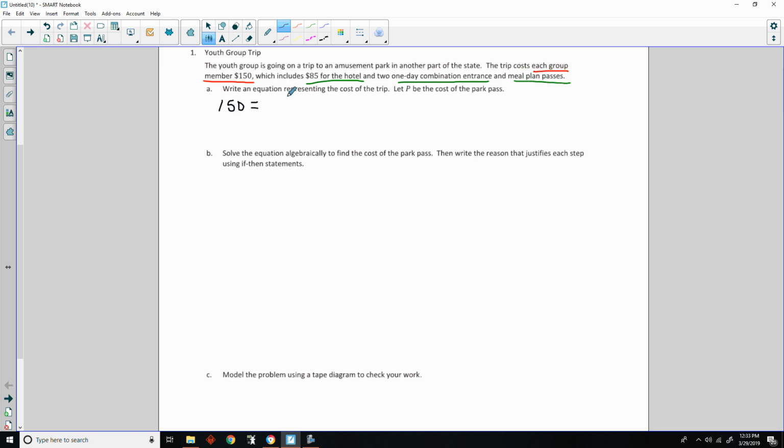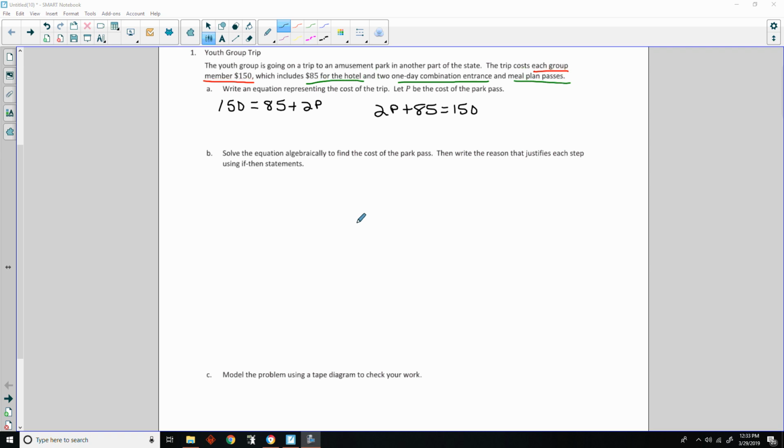And that includes $85 for the hotel plus 2 one-day passes. Cost of the park pass, 2 one-day combination entrances. So there's the equation. Or if I wanted to rewrite this in standard form, it'd be 2p plus 85 equals 150.